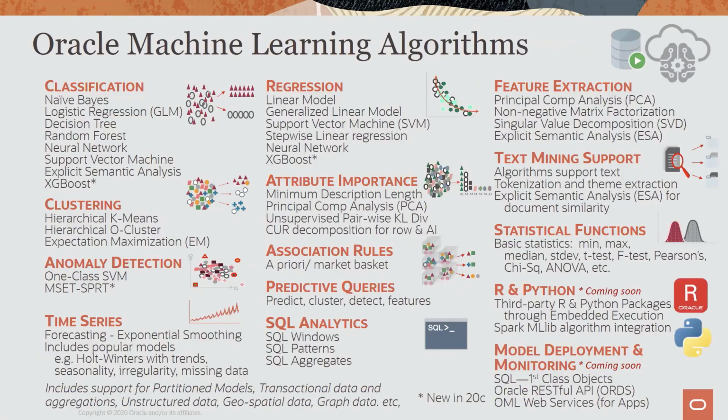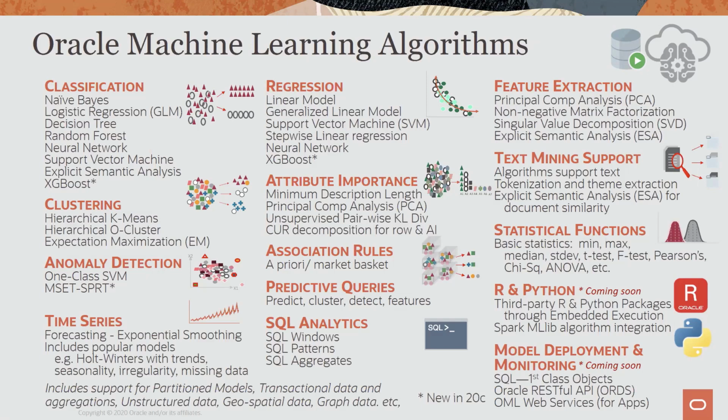As far as algorithms that we support, we have quite a few. We're over 30 now. In terms of classification, we have several there: naive Bayes, logistic regression, decision tree, random forest, and so on. XGBoost is one of the new ones that we're just adding in the 20C release. In clustering, we have several different algorithms. Anomaly detection, we have the one class support vector machine, where you train on normal data and then you apply it to new data and you flag those things that are most similar to the training population. So that's a great algorithm.